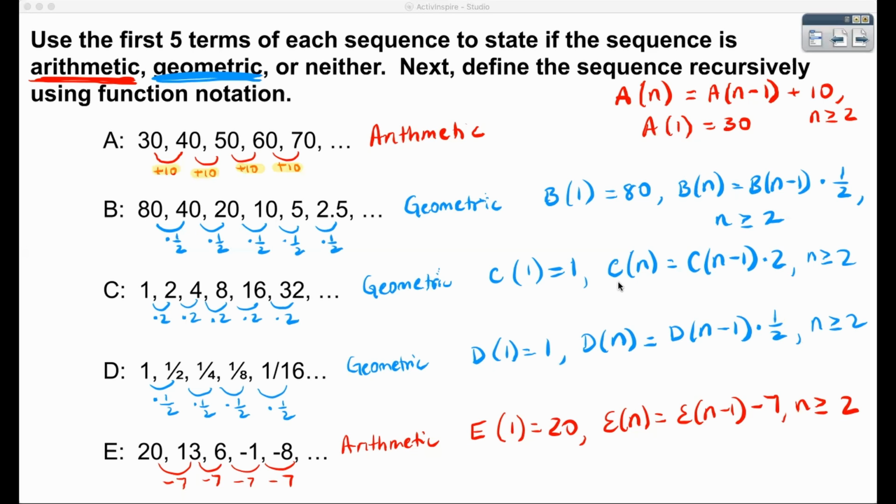All right, and that's about it. And remember, when you're looking at arithmetic sequences versus geometric sequences, we also looked at the difference between those two.